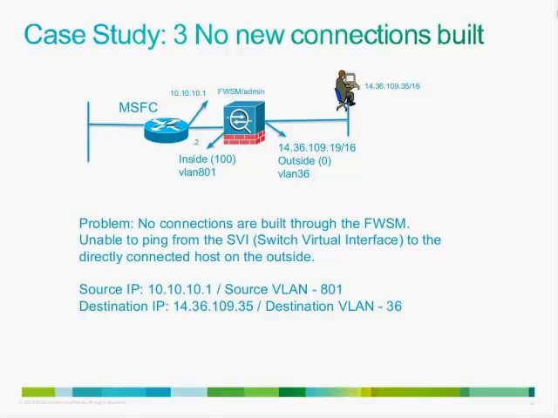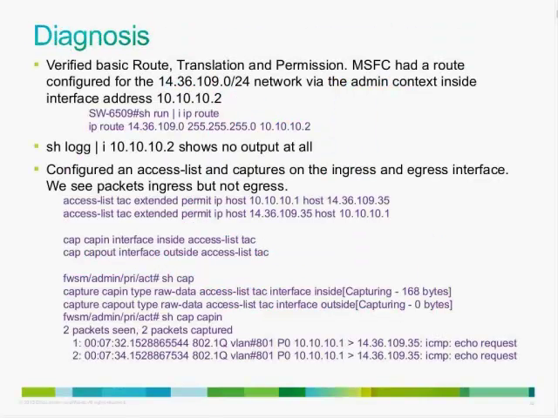Let's see. The source IP address in our case is 10.10.10.1, and the destination IP address is a directly connected host on the outside. So we can't even ping between these two. So what seems to be the problem? We've got to do the basic check. It's a directly connected host on the outside, so we have to make sure we have an ARP entry for that host. So check the route, check the translation, check the permission.